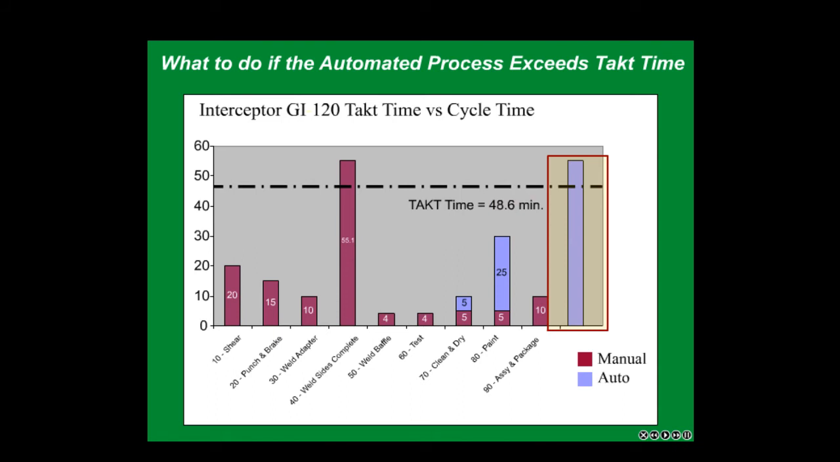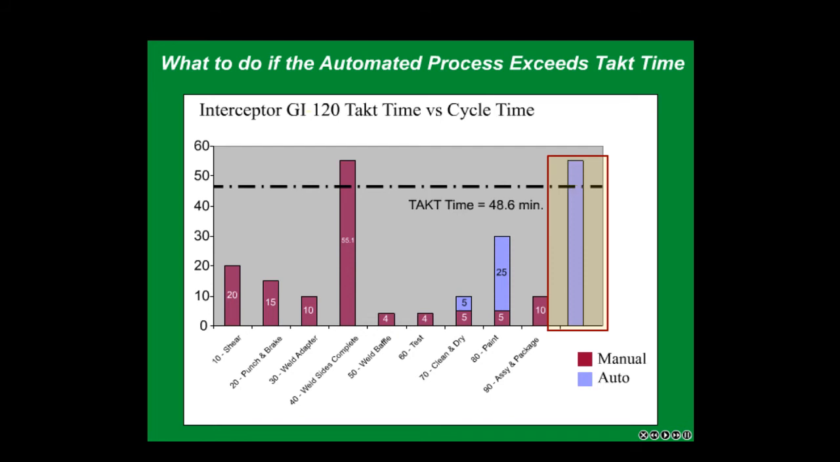When this happens, you have several options to break the constraint. 1. Study the automated cycle. Can you reduce the cycle time by eliminating some wasted motions? Can you speed up the traverse motions to bring the automated task under takt time? If you can eliminate enough waste, you can break the constraint.